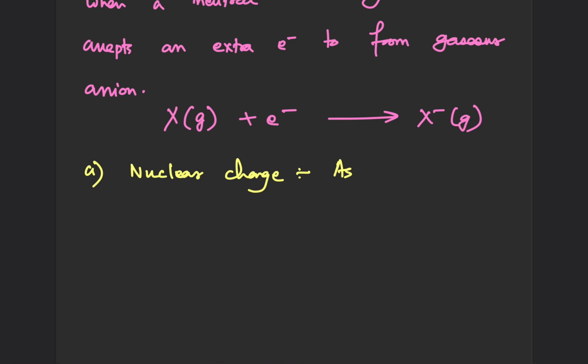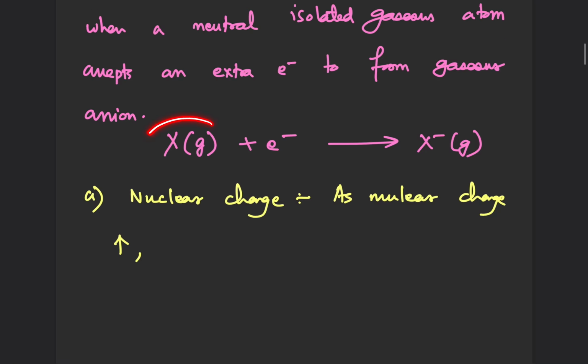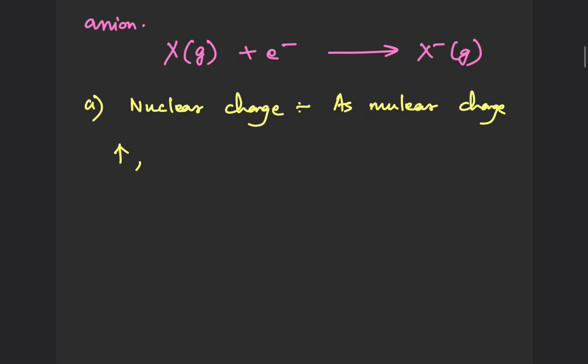So as nuclear charge increases, the force of attraction between the nucleus and the incoming electron increases. So let's say that X has a very high nuclear charge. So the force of attraction between the nucleus of X and the incoming electron is very high. So therefore, electron gain enthalpy will become very, very negative, or you can say it will become more negative.